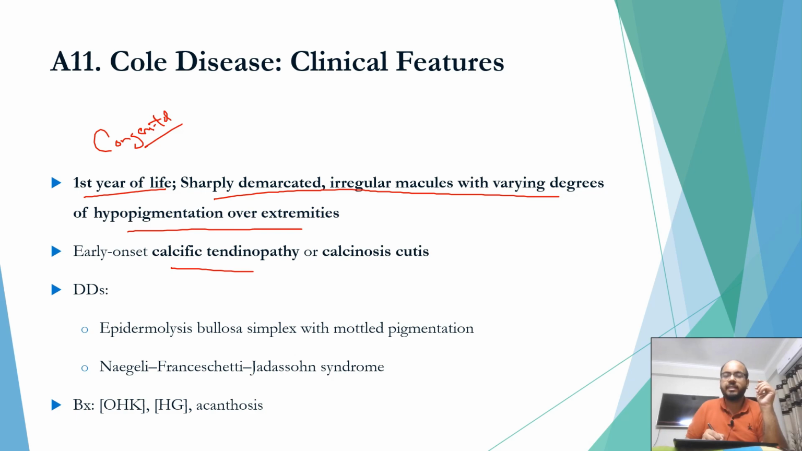There's early onset calcific tendinopathy. In fact, calcinosis cutis can also occur. DDs include epidermolysis bullosa with mottled pigmentation, Naegeli-Franceschetti-Jadassohn syndrome. Let's move forward.